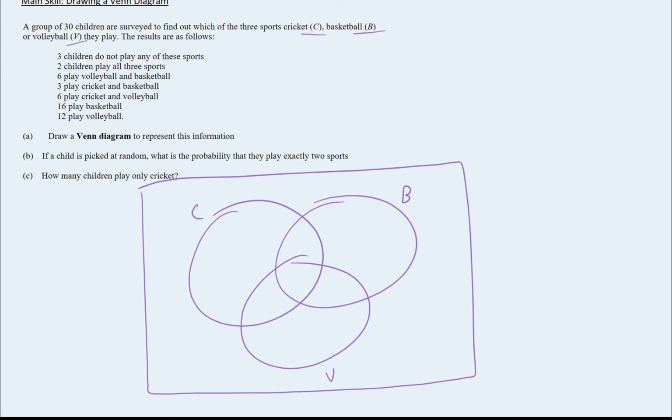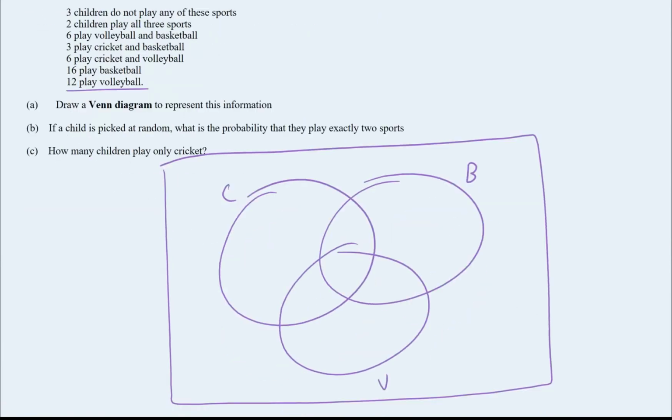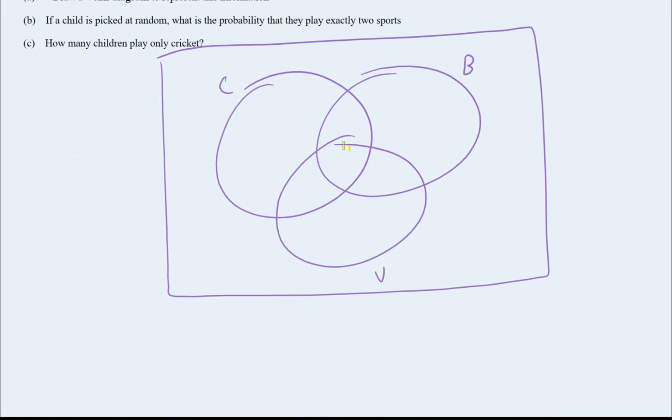Now for these questions, the key thing is you always want to start from the middle. I'll explain why. So if we look here, we know 12 people play volleyball. That means that in the volleyball circle, I'm going to have a total of 12. But I don't know how those 12 are going to be divided. Because again, they could be in any one of these 4 categories. All I know is if I add together these 4 numbers, it must equal 12. So what you always want to do is start from the middle and work outwards.